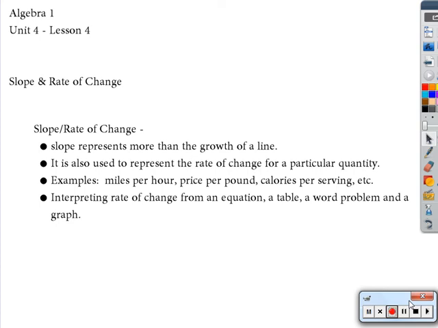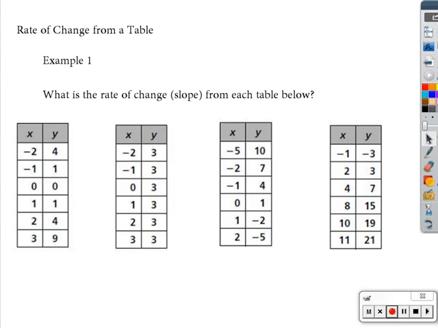This is what really relates what we're doing with graphing lines to some real world applications and utilizing slope or understanding slope as a rate of change. Interpreting rate of change from an equation, a table, a word problem, and a graph is what we're going to take a look at in this video. First, from a table, what is the rate of change with the slope from each table below?